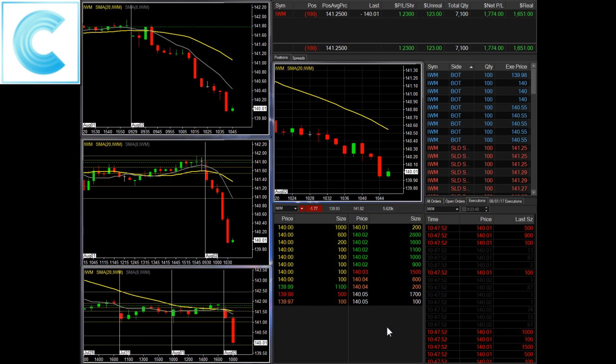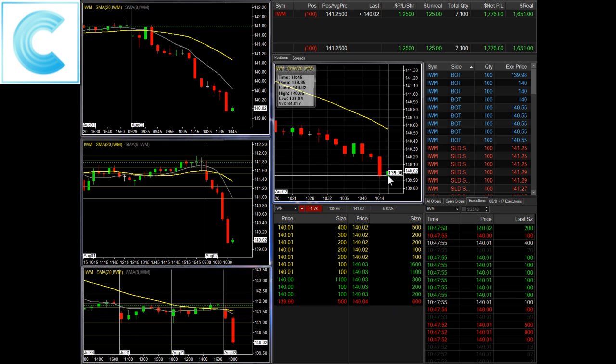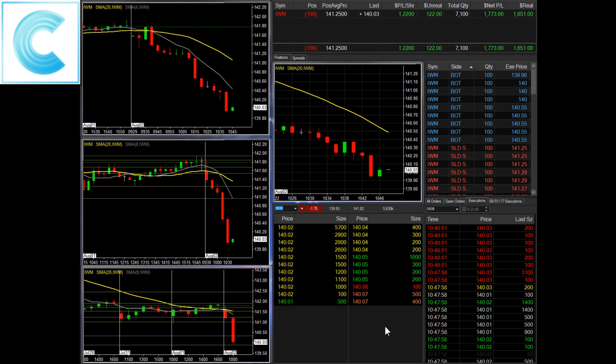Alrighty, so we have a little bit of topping tail. This is going to be my new stop, the high of this topping tail. High is the 06s, so if this goes to the 07s, I'm going to be done. I'll close out the last 100 shares.